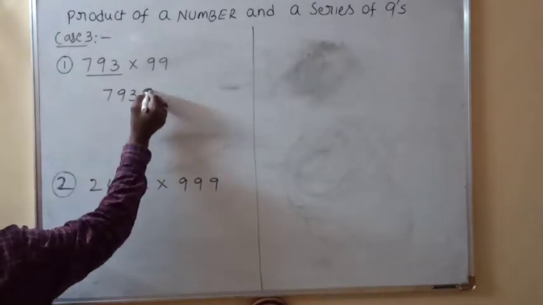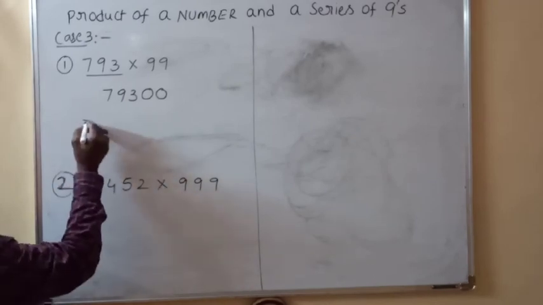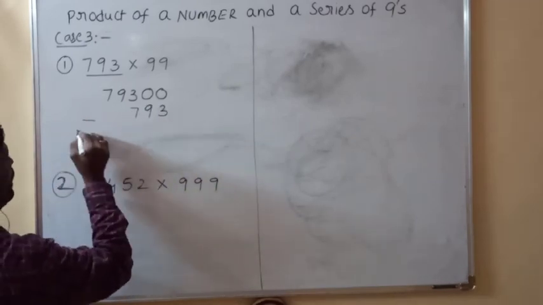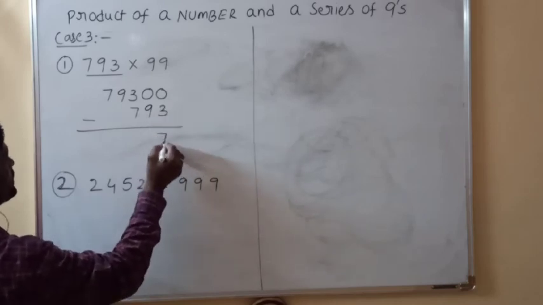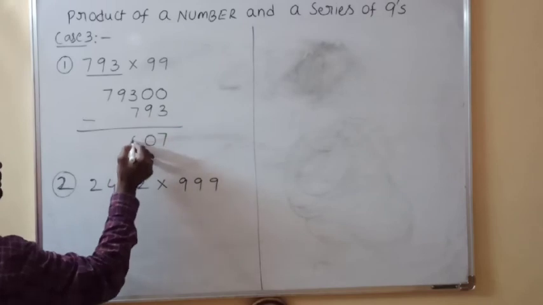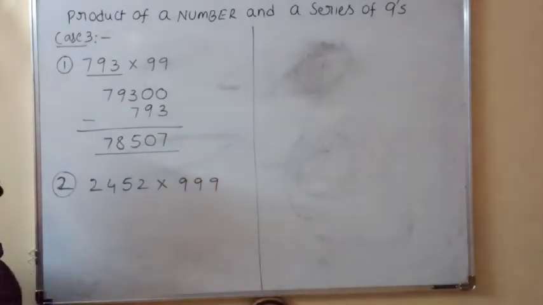Write 793. Into how many nines are there? 2 nines. So write 2 zeros. Because here 2 nines are there, 2 zeros. Minus given number. What is the given number? 793. Okay. So 10 minus 3, 7. 9 minus 9, 0. 12 minus 7, 5. Here it is 8, 7. So answer is 78507. Okay.